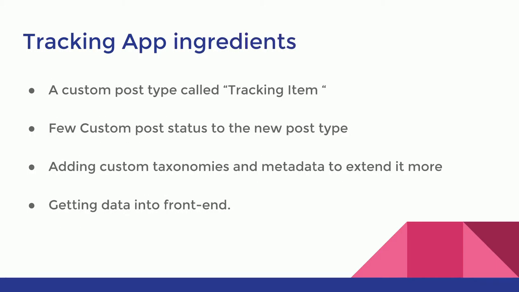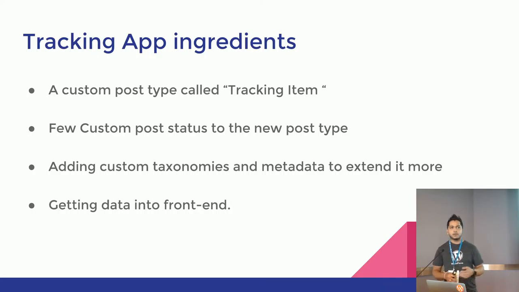So let's see what the ingredients are in WordPress. We will need a custom post type called tracking item, where we can add data, and we can register a few custom post statuses using WordPress functions, like in transit or shipped or local post and received, whatever status that you want to add. And then we can add some custom taxonomies to categorize our product, whether it's a book or an electronic item, and so on, and some metadata to give more data about the items. Finally, we can get the data into the front end and manipulate it, to finish the application.